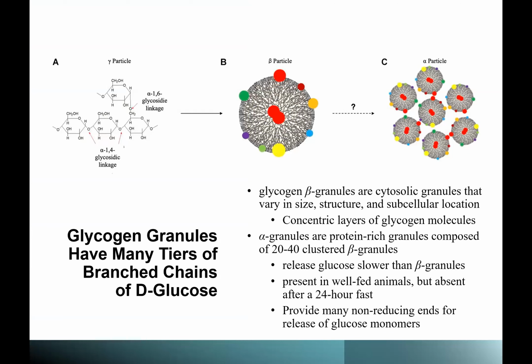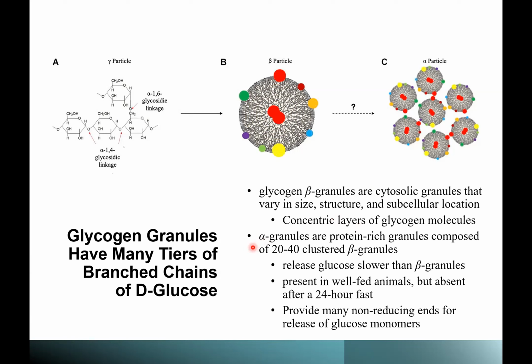Okay, so we looked at a first level of glycogen structure back when we were talking about carbohydrates, but there's more to it than that. Glycogen actually forms granules, which are composed of many tiers of these branched chains of glycogen molecules. What they have in common is that they are concentric layers of glycogen molecules.